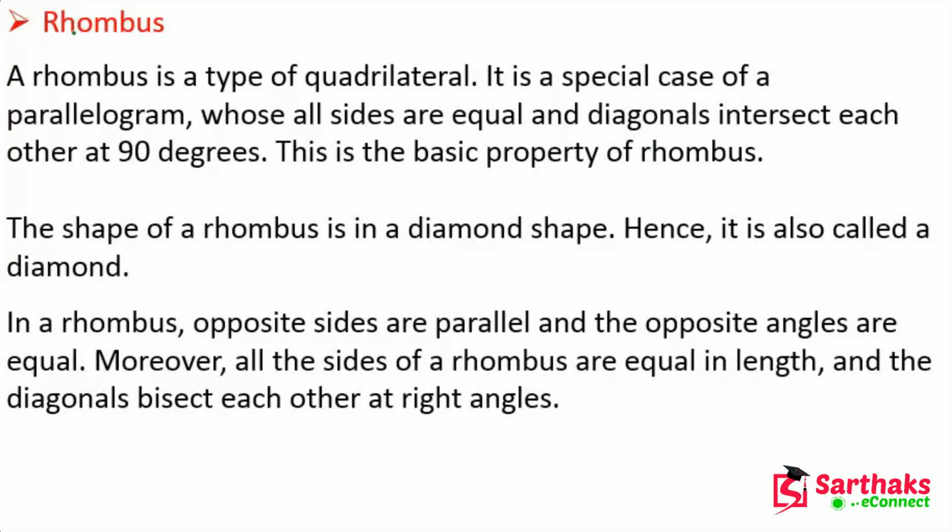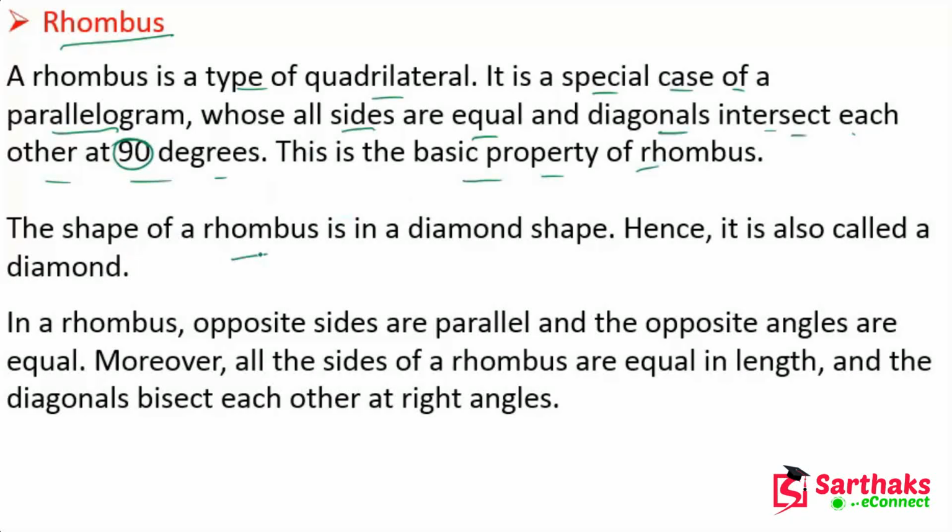Now let's talk about the rhombus. Okay, what is rhombus? So basically a rhombus is a type of quadrilateral. Okay, it is also a type of quadrilateral, and it is a special case of a parallelogram whose all sides are equal and diagonals intersect each other at 90 degrees. Okay, in parallelogram only opposite sides are equal and parallel, but in this case all sides are equal and diagonals intersect each other at 90 degrees. And in parallelogram, diagonals are not at 90 degrees, they are inclined. Okay, this is the basic property of rhombus.